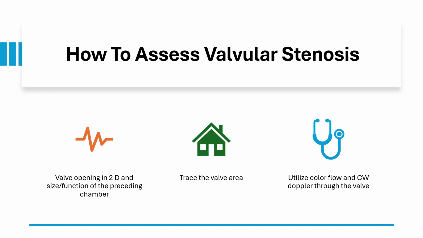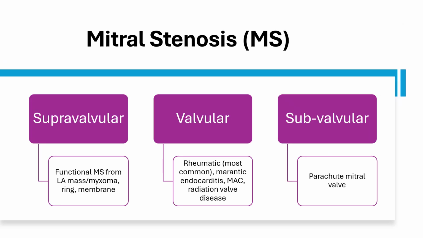So next we discuss some basic tools on how to assess for valvular stenosis. Again, we will start with 2D assessment, including the size and function of the preceding chamber, trace the valvular area, and utilization of color flow and continuous wave flow Doppler through the valve. So first, let's discuss mitral stenosis.